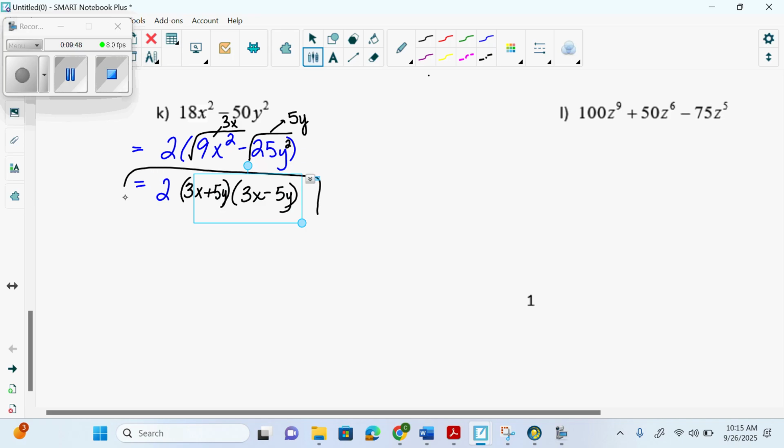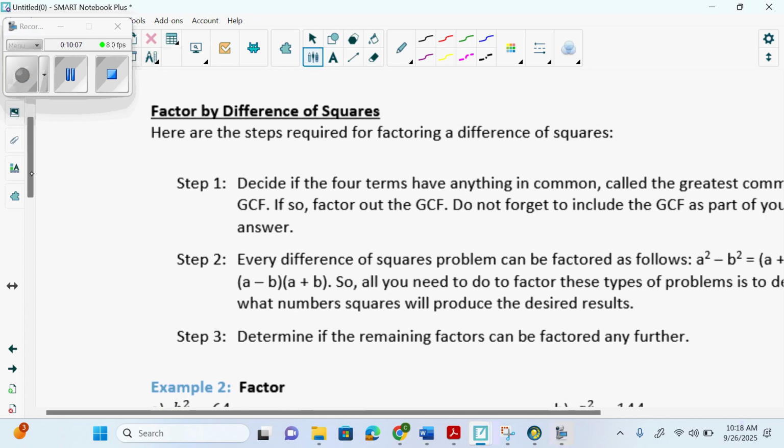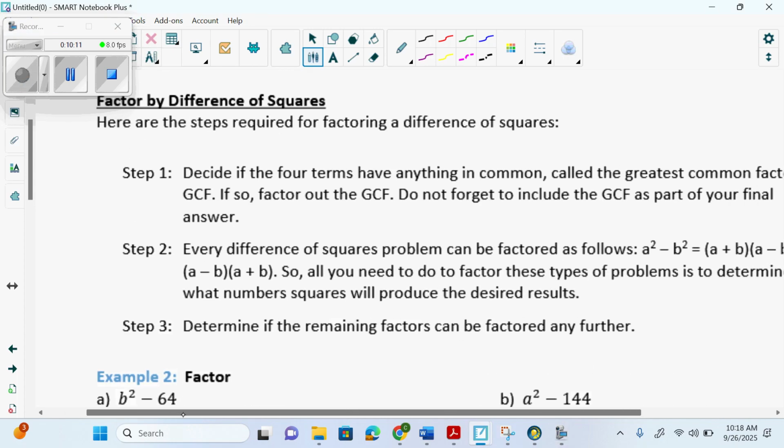So that's that one. This one we could have taken out a 25z5. And so we get 4z4 plus 2z minus 3. Okay? I'm going to get you guys to sit down and go grab those booklets. So, everything we've done so far is difference of squares, GCF, and then difference of squares, so it's all review.